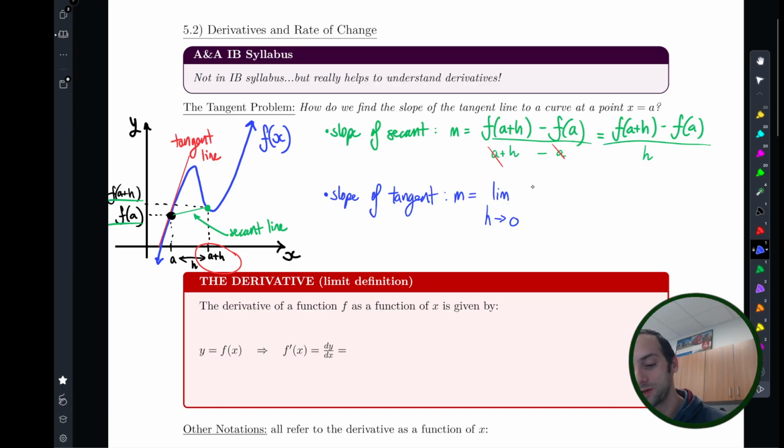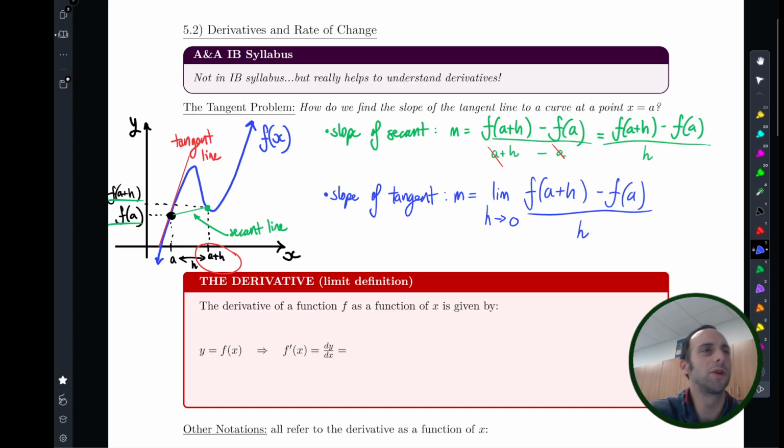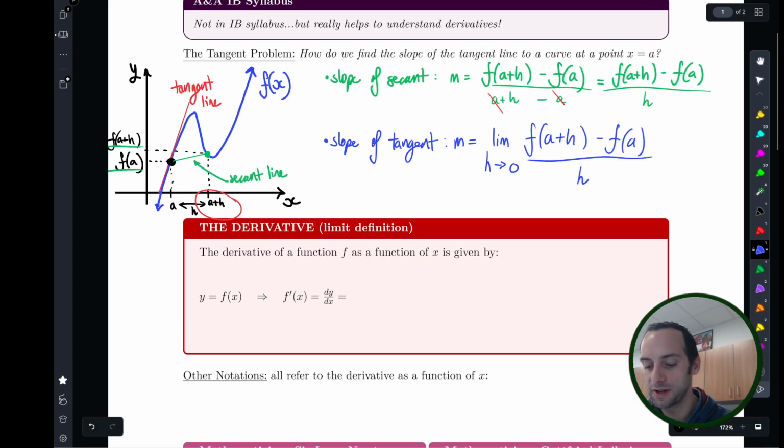Okay? When we do this, we arrive at the limit definition of the derivative, which is known as the slope of the tangent line. Okay? So through this little exercise looking at tangent lines, we have derived the limit definition, or the slope of the curve at any point.